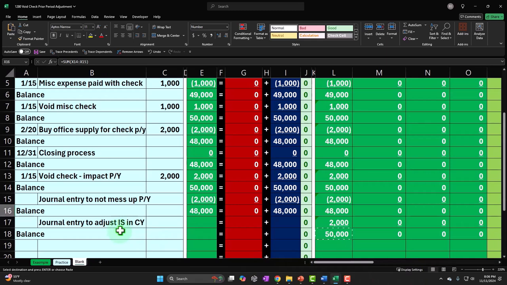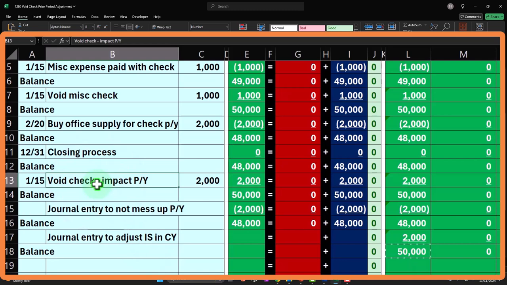Now, if you didn't void the check, you could say, well, why would I do this two-step transaction? I could simply do it in the current period. Why didn't I just do this transaction in the beginning as of the current period? I record it as an increase to the expense account in the current period rather than in the prior period, and then an adjustment to cash in the current period. And again, the reason for this particular transaction is because of the audit trail.